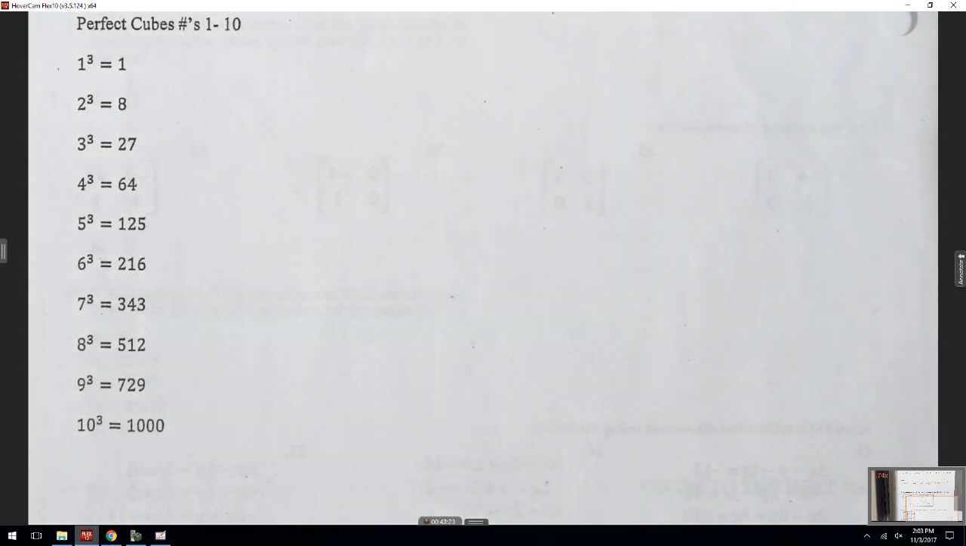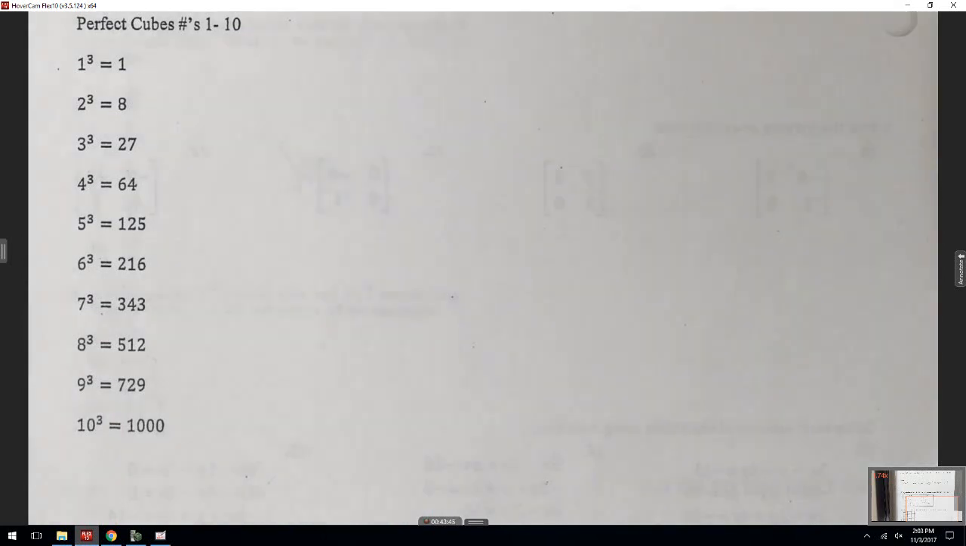So perfect cubes. What's the first perfect cube? Go. Keep going. 8. Keep going. 27. Yep. 64. Yep. 125. Keep going. 216. What's next? 343. Yep. 512. 729. And 1,000.